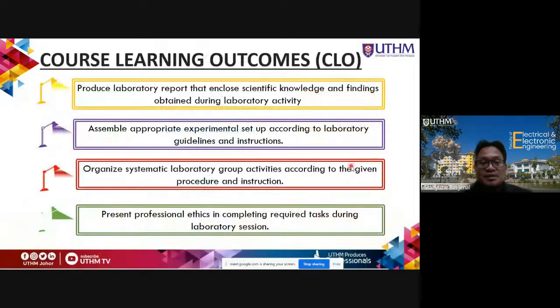Now, this is the course learning outcome, the CLO. We have all together listed four of them. The first one is you must be able to produce laboratory reports. This is quite common. Whatever lab you register, you must be able to produce laboratory reports.